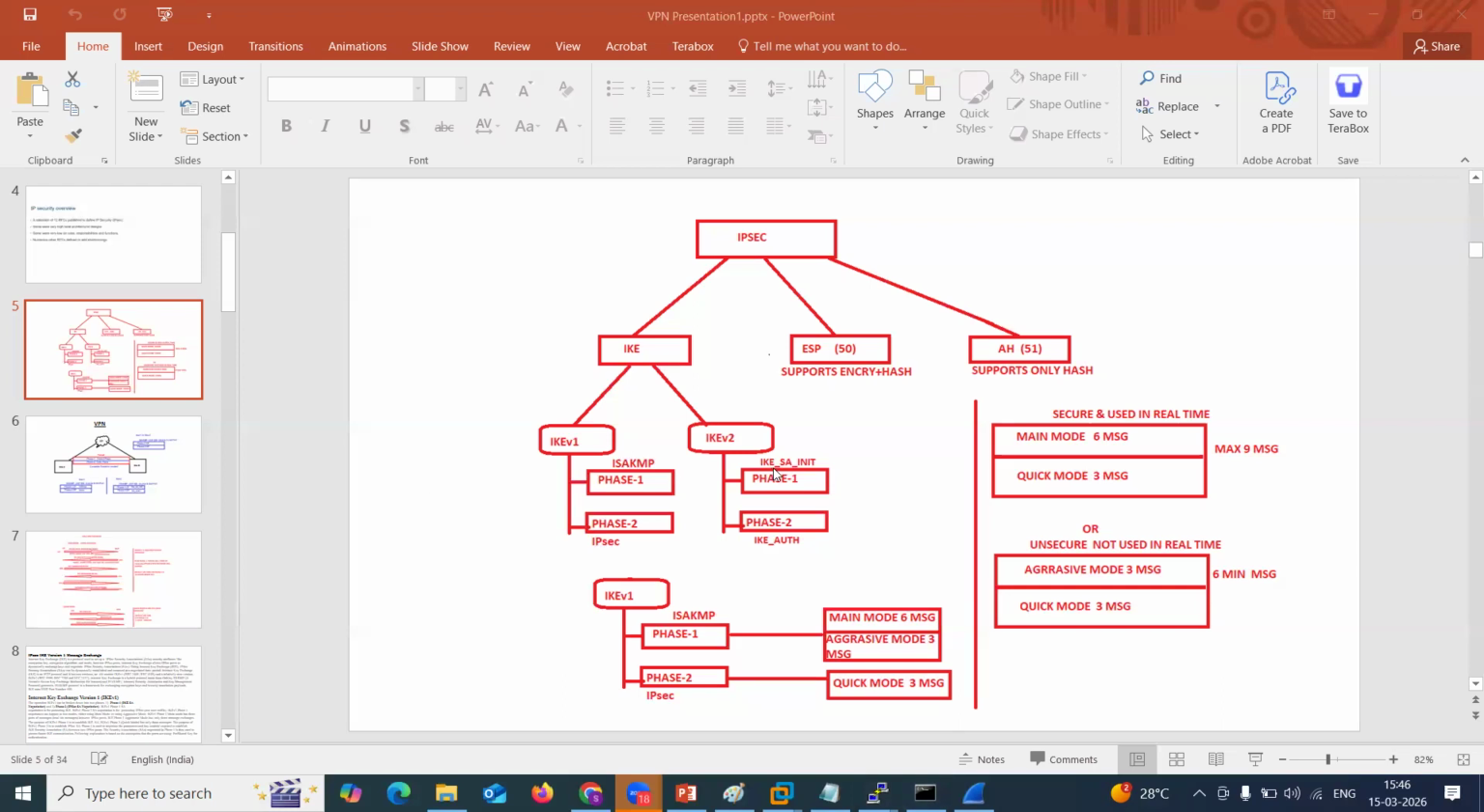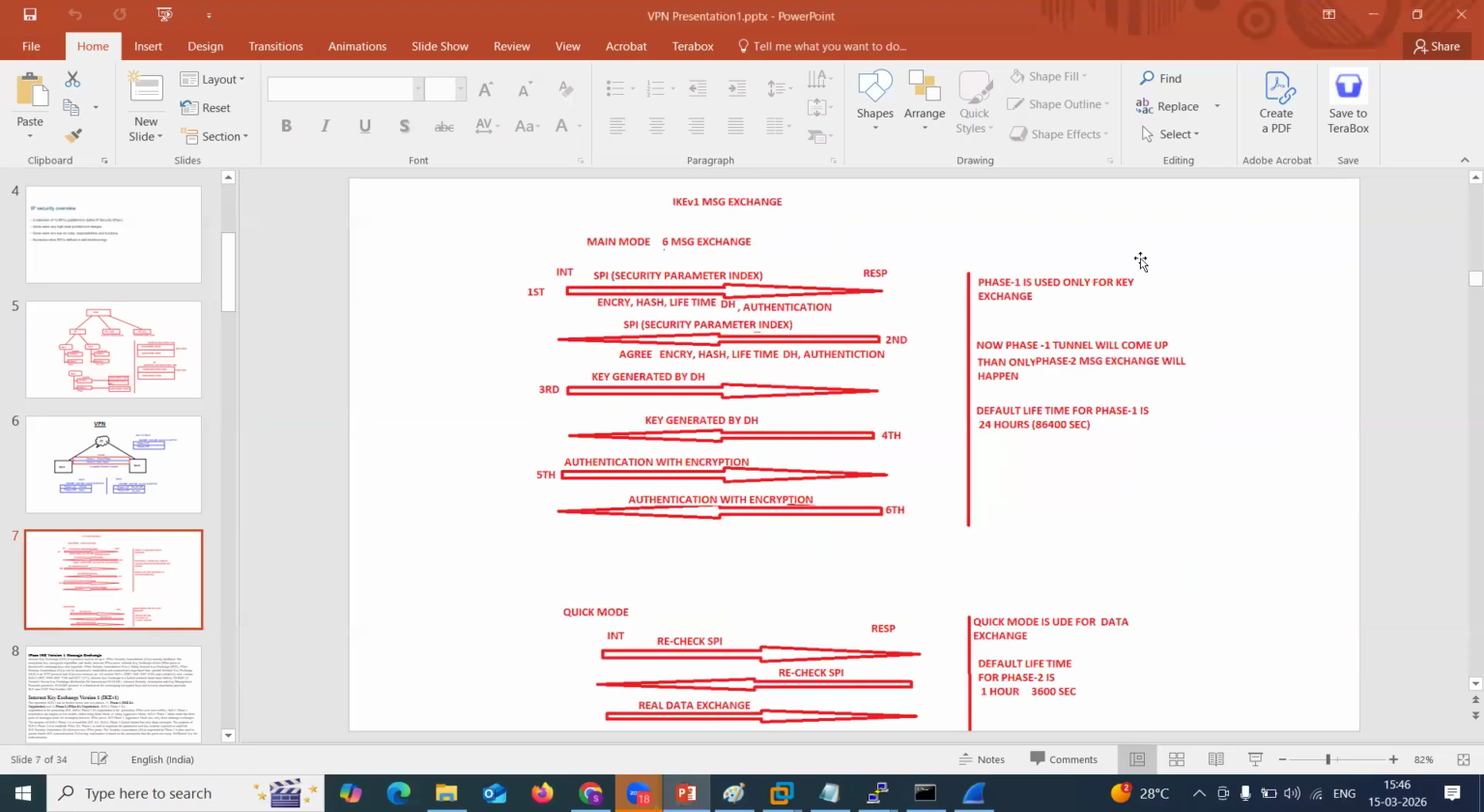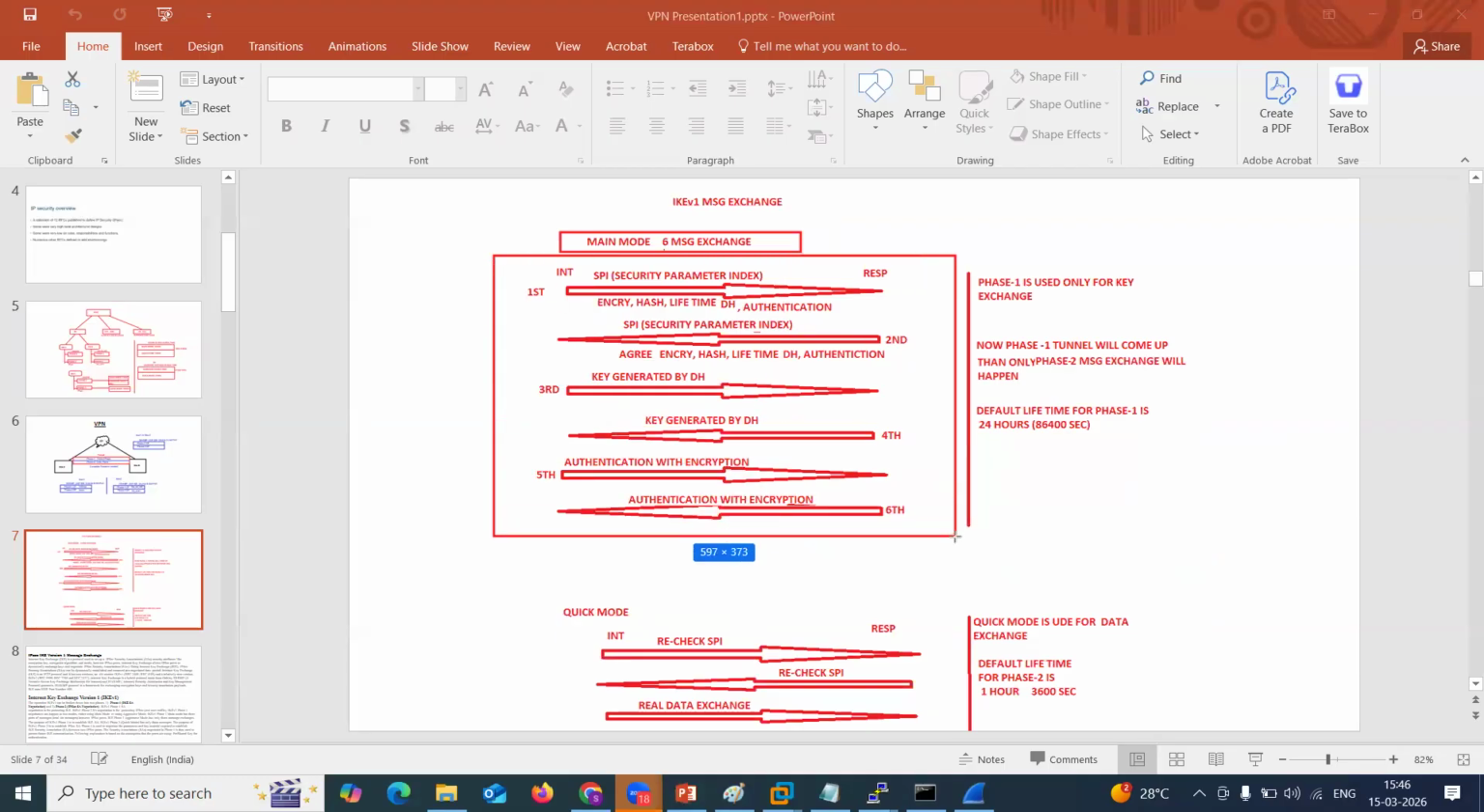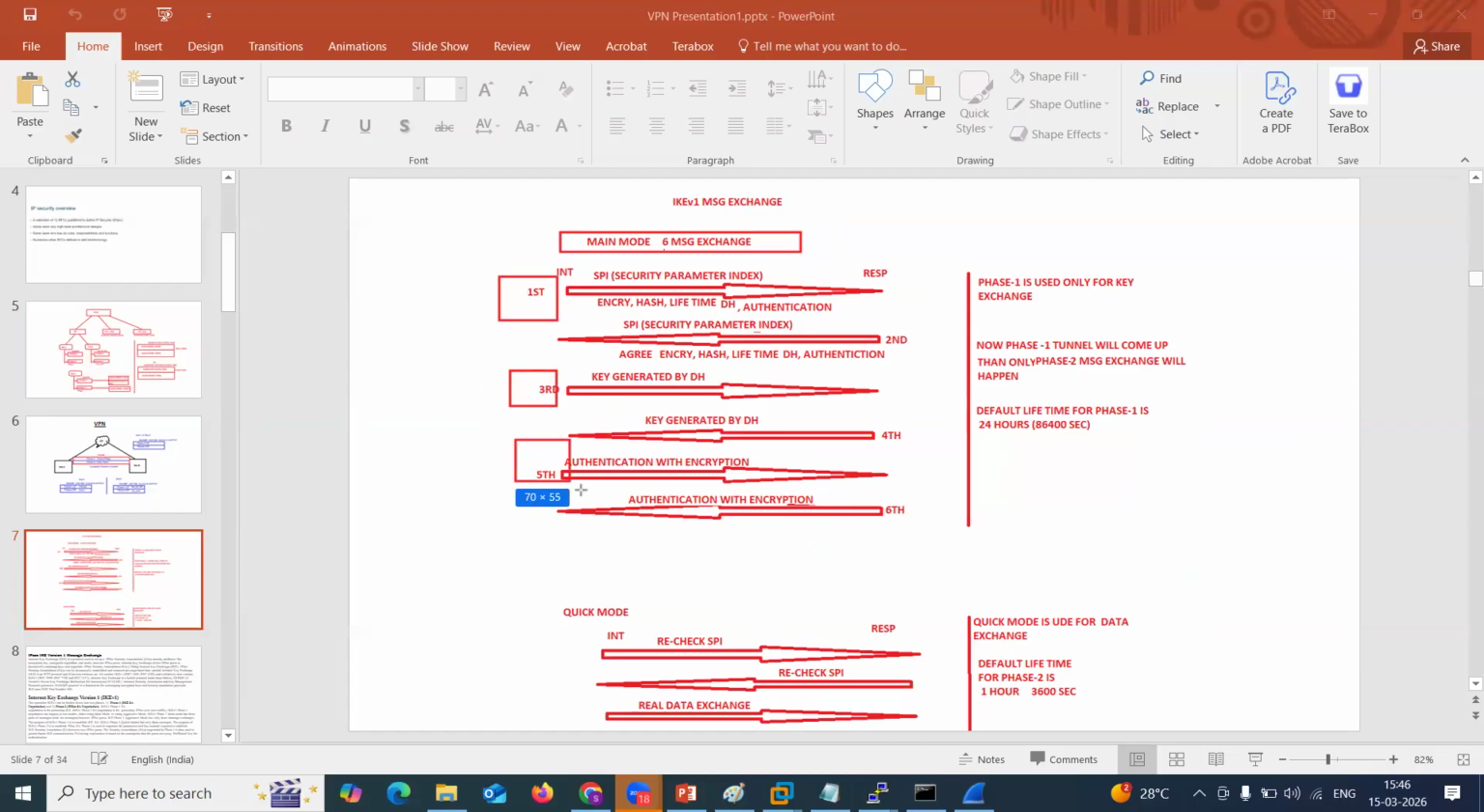And I have a task for you. Task is, I want you guys to do research of this main mode 6 message exchanges. So you guys have to do research of 6 message exchanges. Now 3 messages, first message, third message, and fifth message will go from the initiator. Like I'm initiator, you are responder.